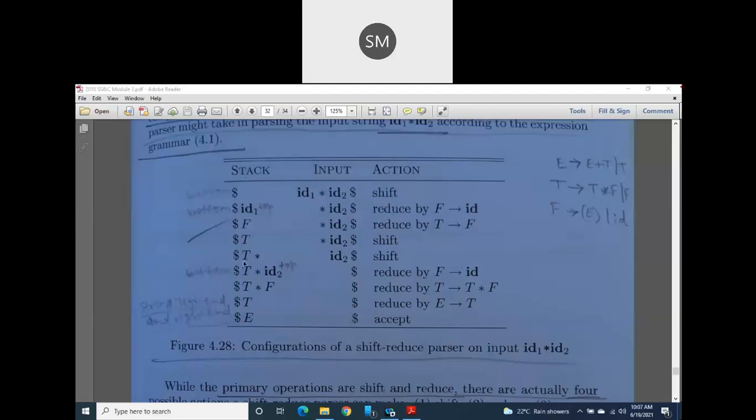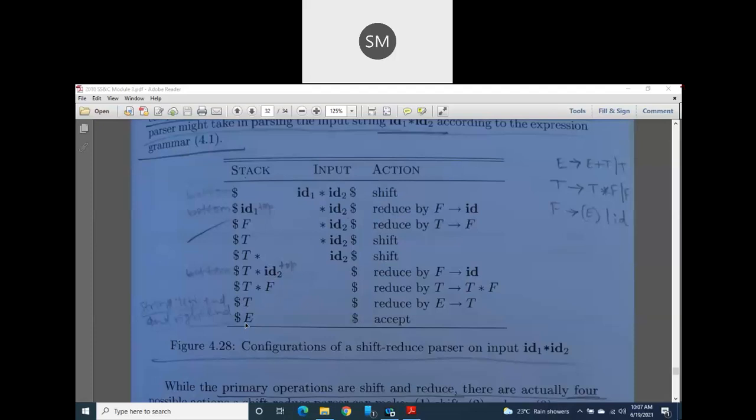So the stack becomes T star. The star is the top of your stack now, because two characters are there. The topmost element of your stack is the star. Then what is remaining in input? id2. At this stage, I can take shift, which means I should push id2. Then this id also I can reduce to F, and this F also I can reduce to T, and here again I can reduce this T to E.